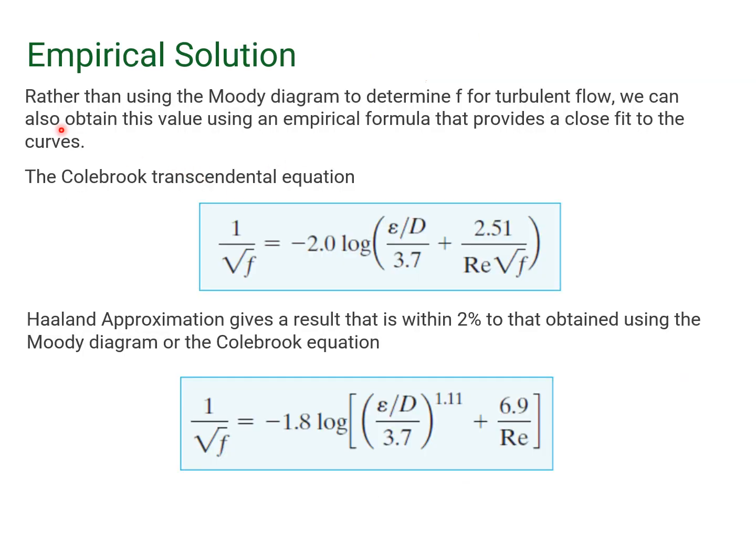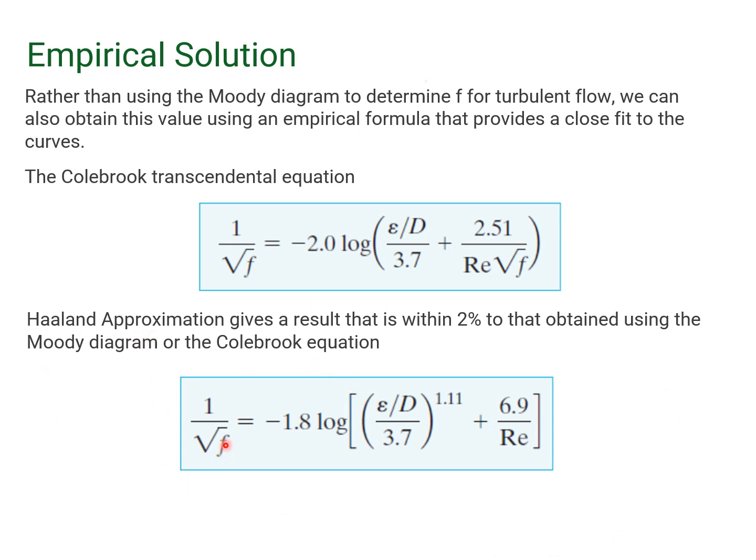Rather than using the Moody diagram to determine the friction factor for turbulent flow, we can also use the results obtained by empirical formulas. These are basically just formulas that are fit to the curves. First is what's known as the Colebrook transcendental equation. This is a transcendental equation, so it literally has to be solved numerically, either using MATLAB or some programming language. There's another one that's a close approximation to the Colebrook equation. This is a Haaland approximation, and it gives results within 2%.